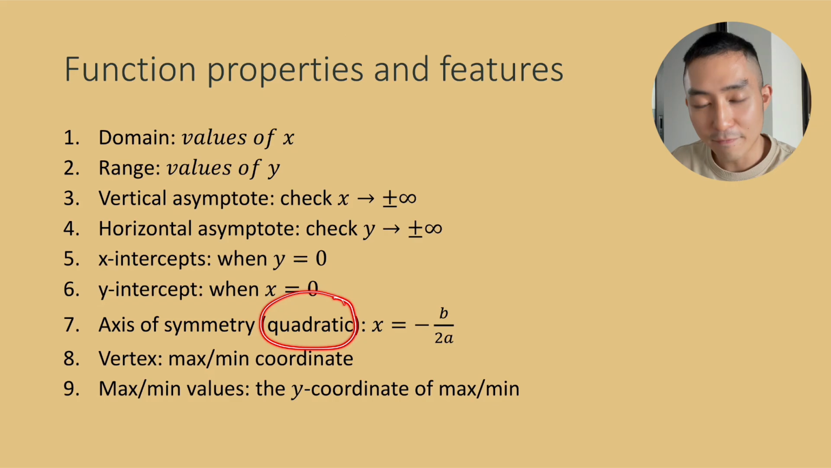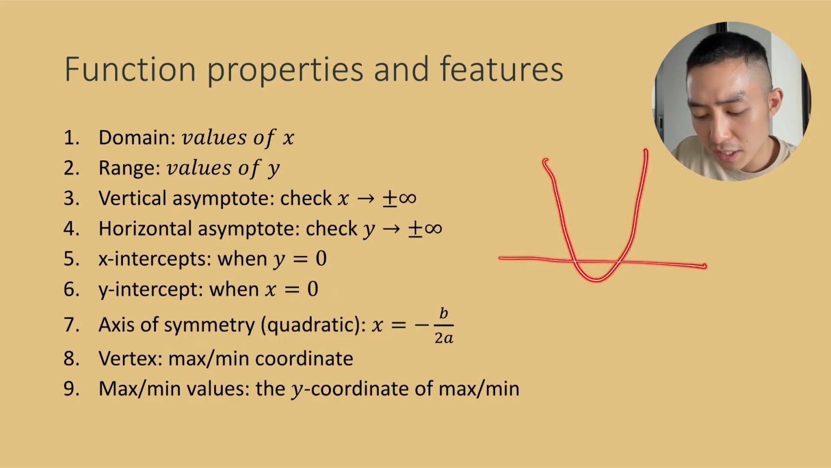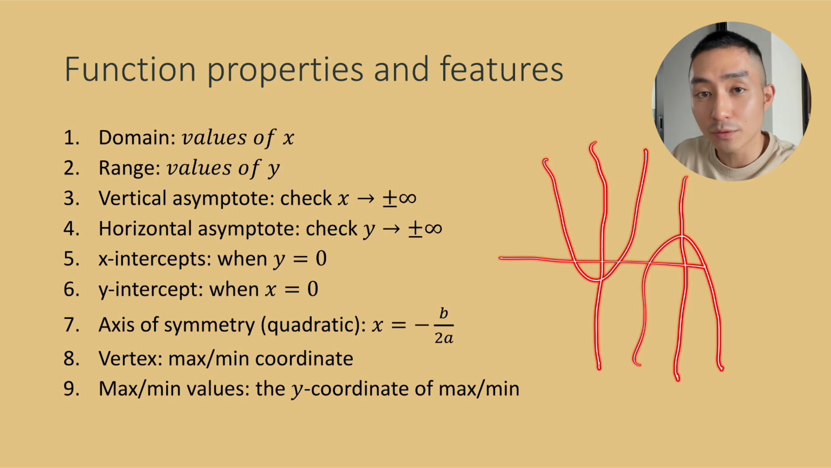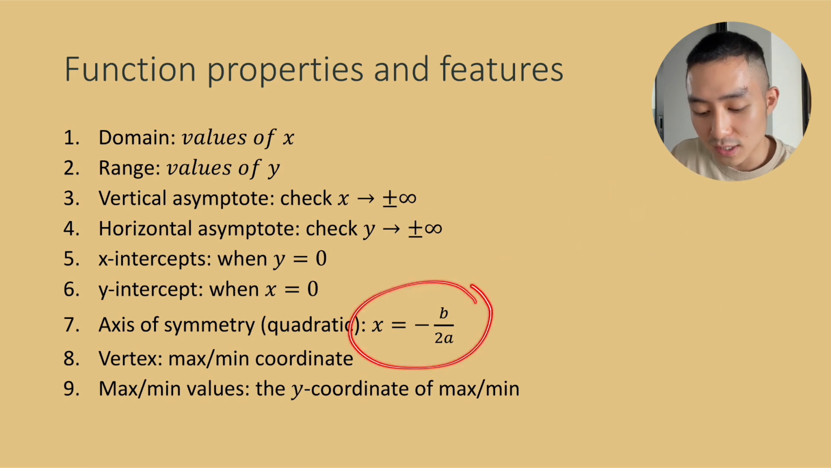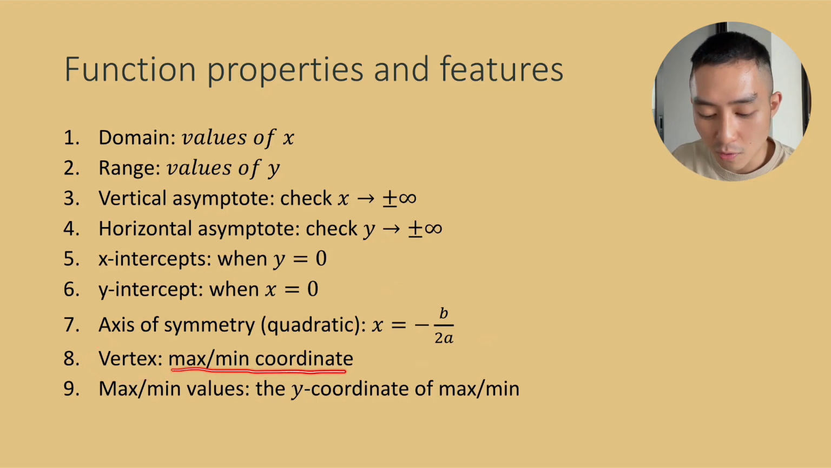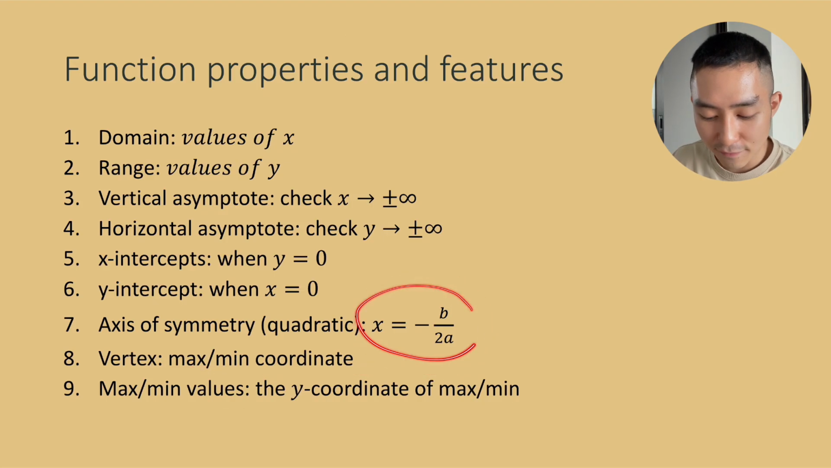For a quadratic function, you can get the axis of symmetry because it is normally U-shaped, whether facing up or down. It has an axis of symmetry in which the left side mirrors the right side. The quick way is to use this formula: x equals minus b over 2a. Again, a quadratic function has a vertex, the maximum or minimum coordinate, which you can get from x equals minus b over 2a.